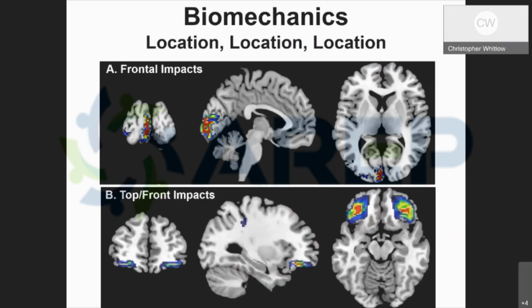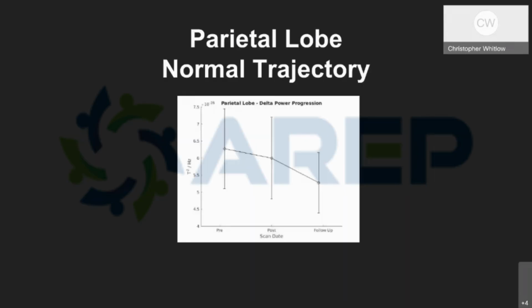You can also see what looks like a coup-contrecoup type effect, where participants who are hit in the front of the head (here's a sagittal view of the brain) have more abnormal delta in occipital. And if they get hit on the top of the head, they have more abnormal delta wave in inferior frontal. So location matters, and it follows what we would expect.